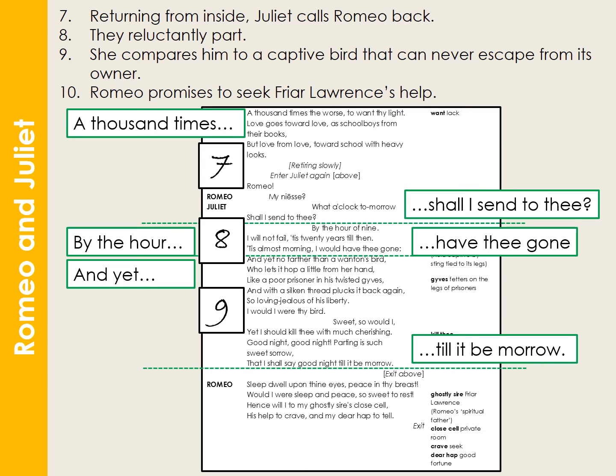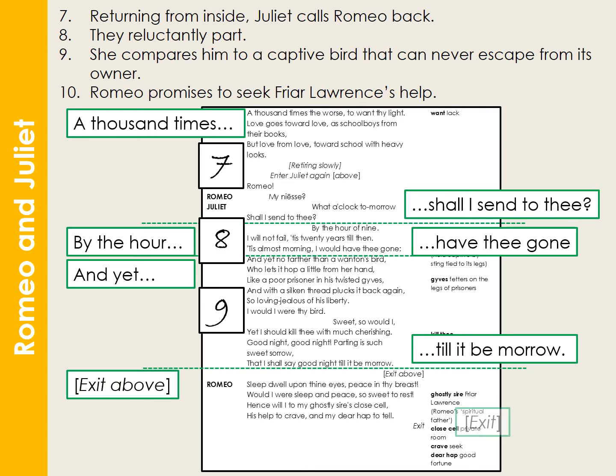I think it's really interesting that she says, I should kill thee with much cherishing. Obviously what she means there is that if he's a tiny bird and she's holding him too tightly, then she's risking crushing him, which of course has quite significant implications for later in the play.